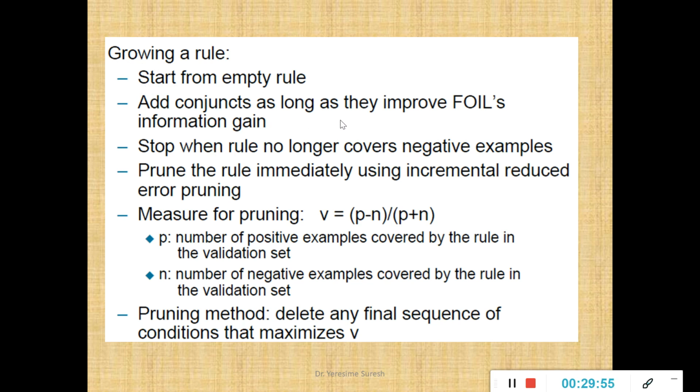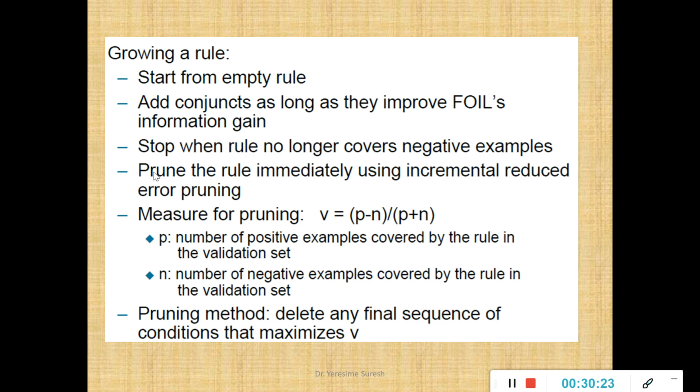Add conjuncts as long as they improve FOIL's information gain. How to calculate FOIL's information gain? We have just seen. After calculating the information gain, add conjuncts. Where will you add conjuncts? Conjuncts are nothing but conditions. You are supposed to add that in your antecedent. Add in such a way that you improve the information gain. Then stop when the rule no longer covers negative examples. If it is not covering negative examples, you can stop.